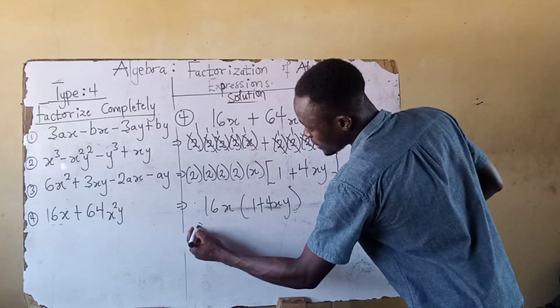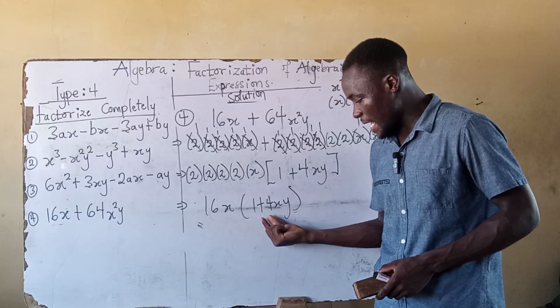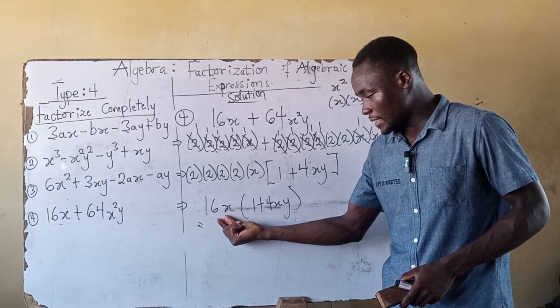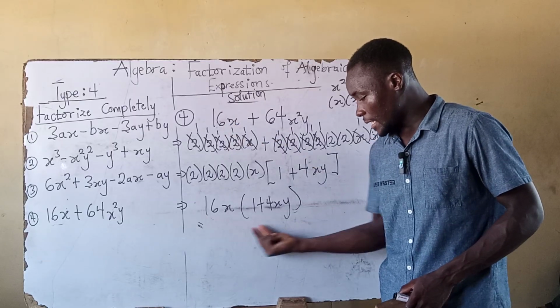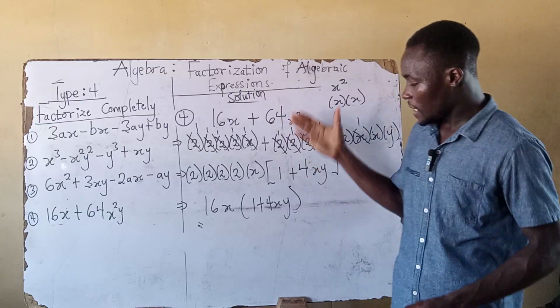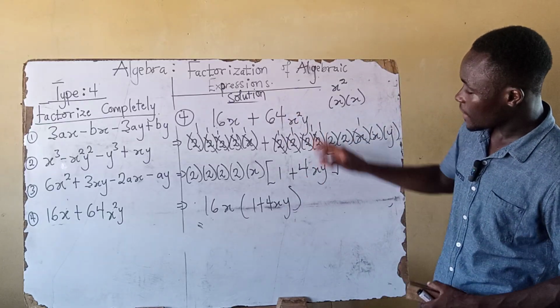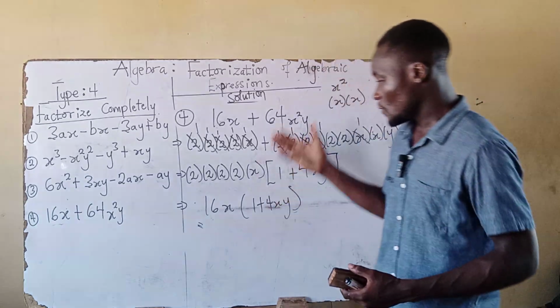So this becomes my answer at the end of the day. It means if I use 16x to multiply what I have here, 16x times 1 gives me 16x. Then 16x times 4xy, I'm going to get 64x squared y. So that becomes the factorized form for the expression. Please, I believe you are clear with that. So that is how to go about it.